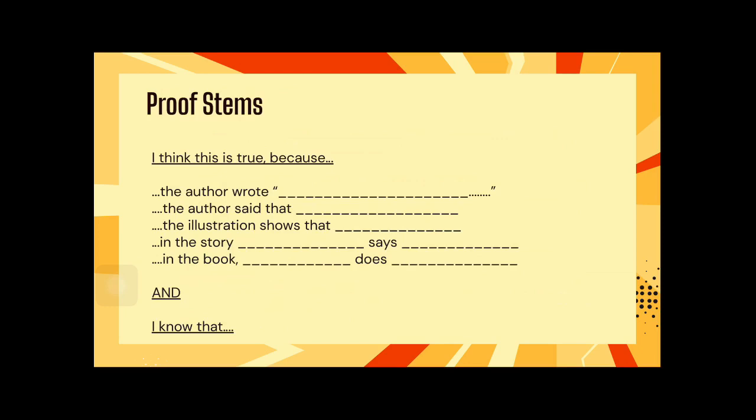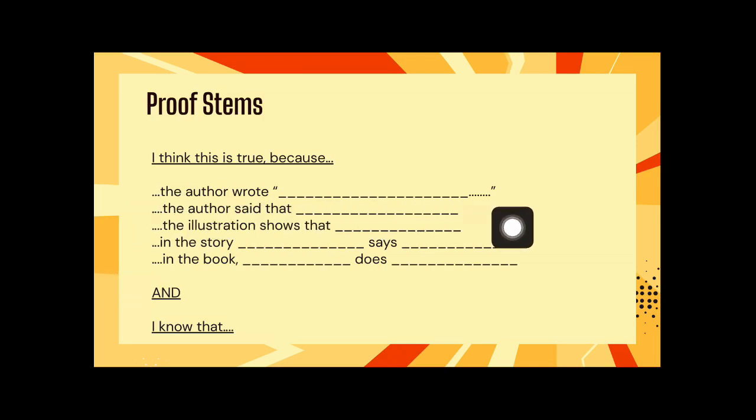So for this, your proof stems are going to be very similar, but I want you to change it just a little bit. Instead of "I know this is true," I want you to say "I think this is true," because you are inferring, you are understanding or thinking about the text rather than just stating what's in the text. You're still going to use "the author wrote," "the author said," "in the story blah says," or "in the book blah does," or "the illustration shows that blah." You're still going to use something from the text, but you're going to add something.